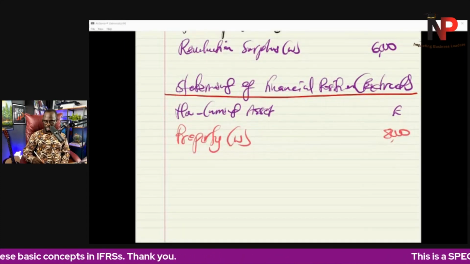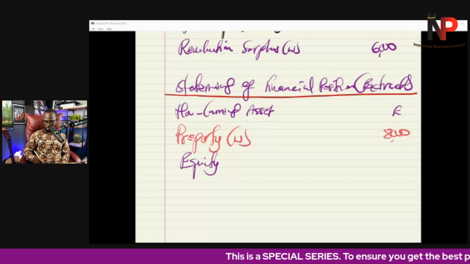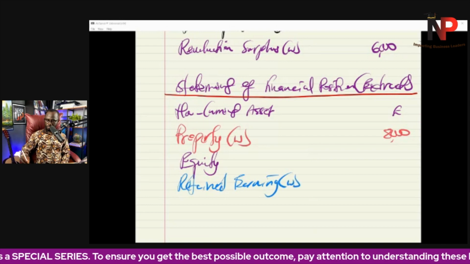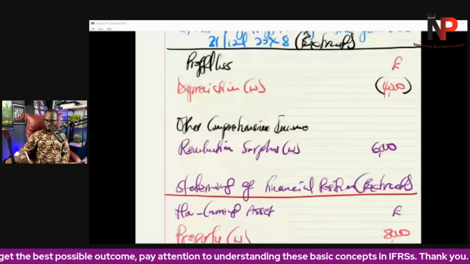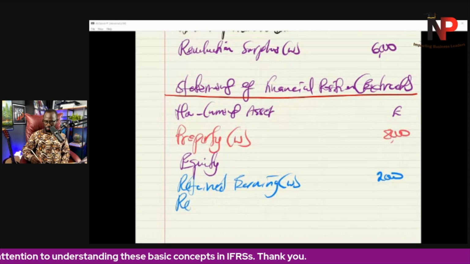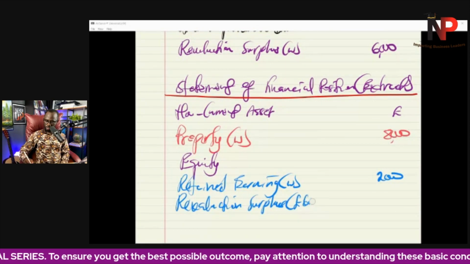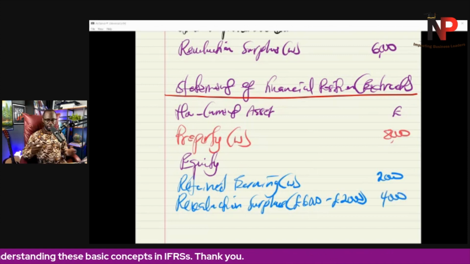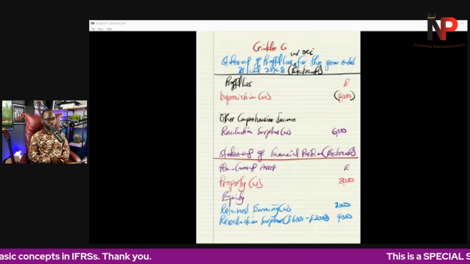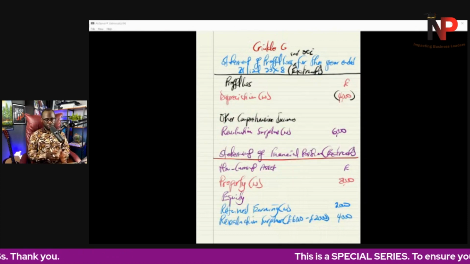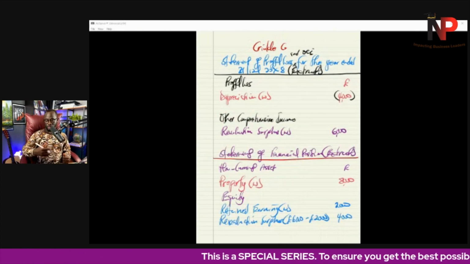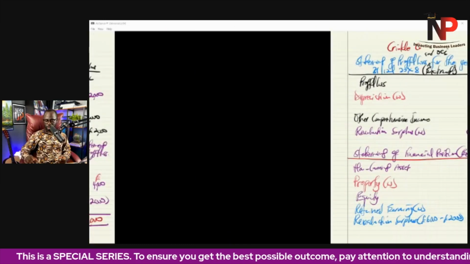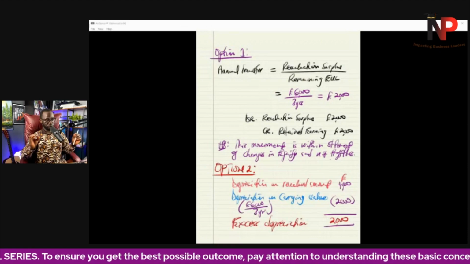Then under equity, we're going to bring in the retained earnings. Remember, it's an extract. So the transfer we made into the retained earnings, 2,000, will come. Then the revaluation surplus, we had made a transfer of 2,000 to the retained earnings. So we'll be left with how much? 4,000. This is the extract of the financial statement, and that is how we deal with revaluation of assets with subsequent depreciation and the treatment of annual transfer. Very sweet, simple, straight to the point.